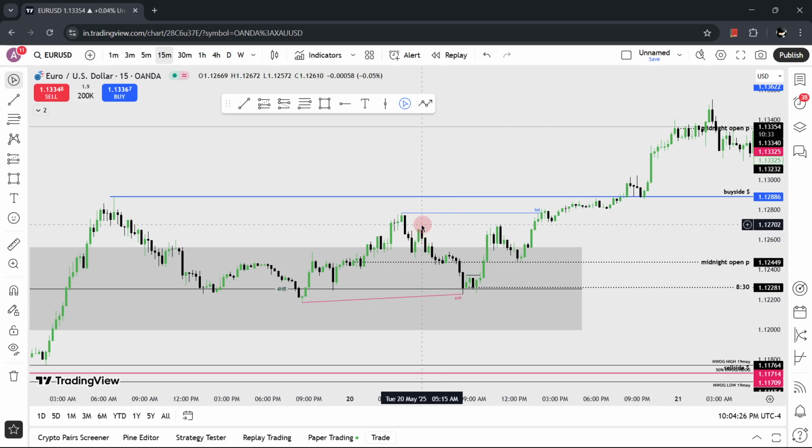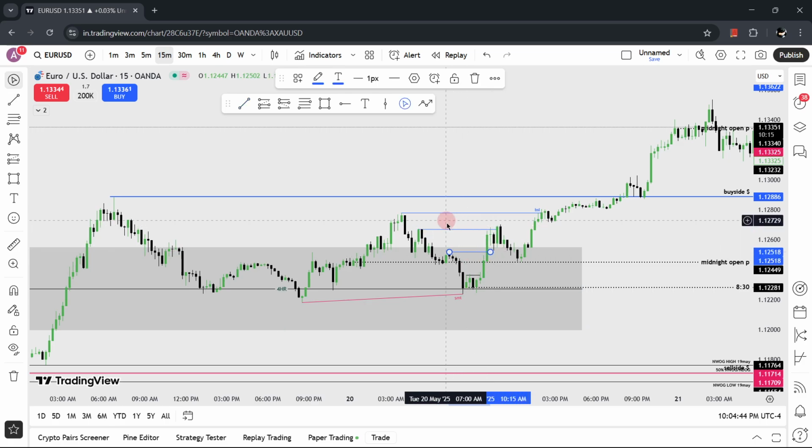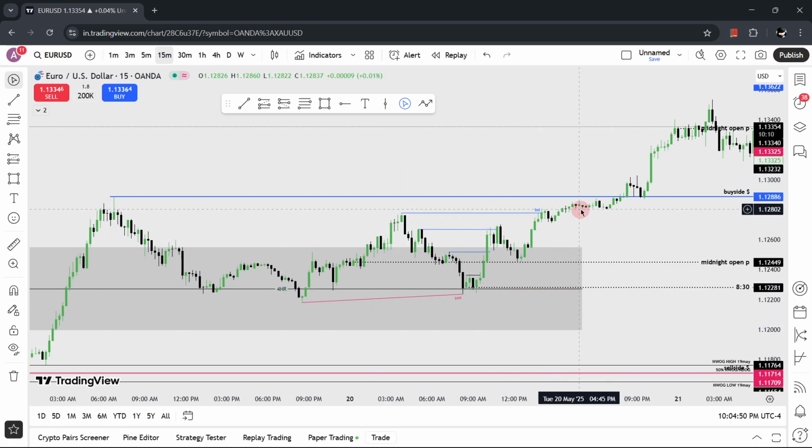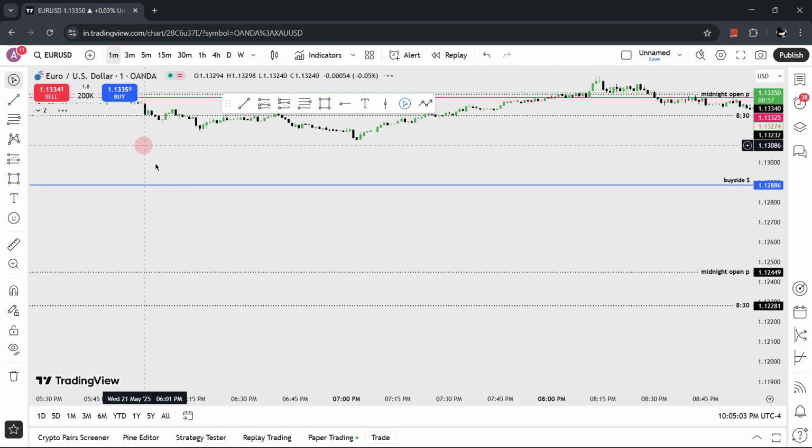And just keep in mind we have these minor lows here. You have one minor low. These are the two minor lows. And I don't really trade GU, I used to trade EU. So just consider these three minor lows. Okay, so we will jump to the 1-minute chart.